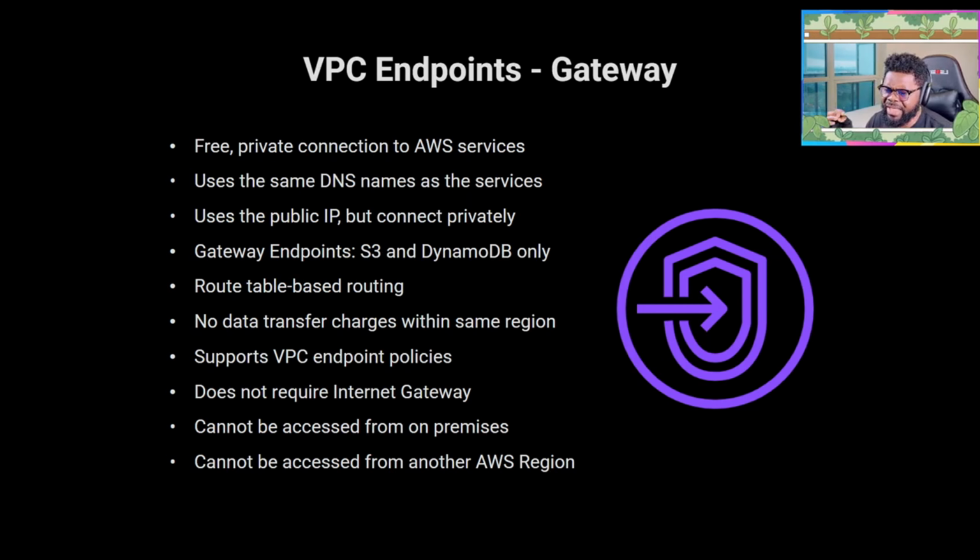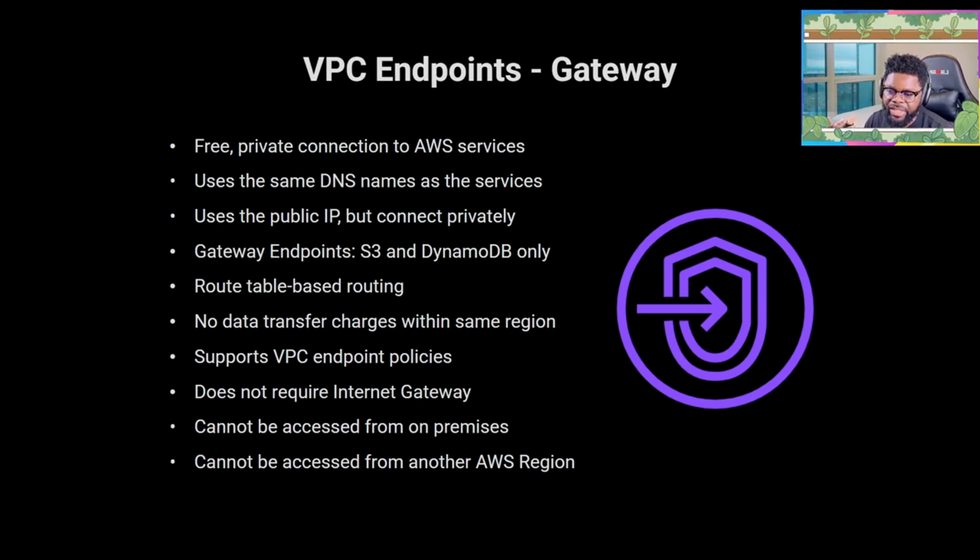It will use the same DNS name as the service. So what it means is that nothing is going to change. You won't even notice, right? But behind the scenes, it's actually a private connection. And we'll see that example, right? So for gateway, if you have a public IP, an instance that is routable by the public internet, it still will use that private connectivity, is the point, right?